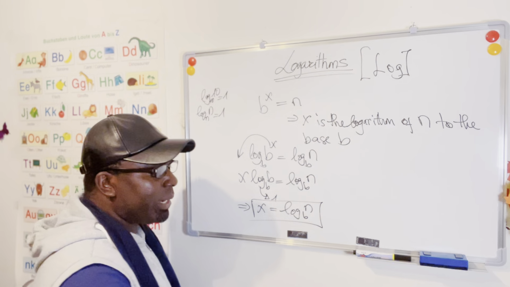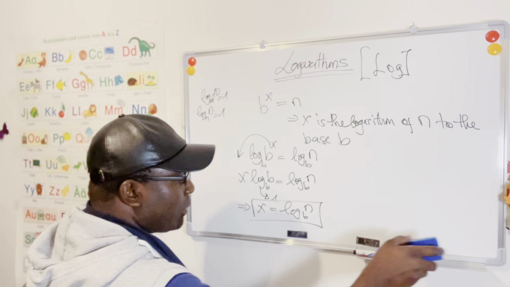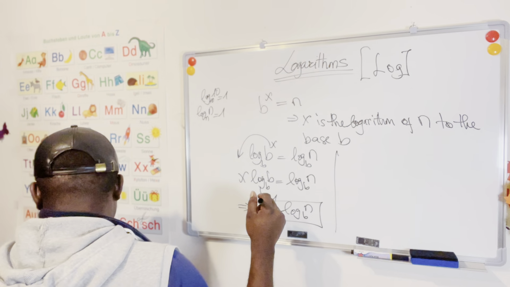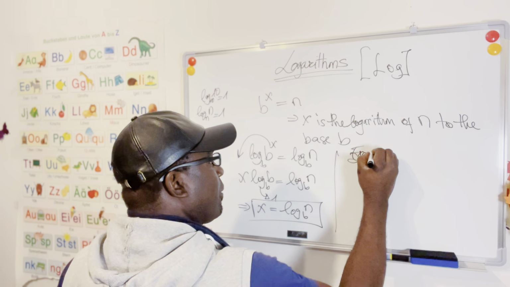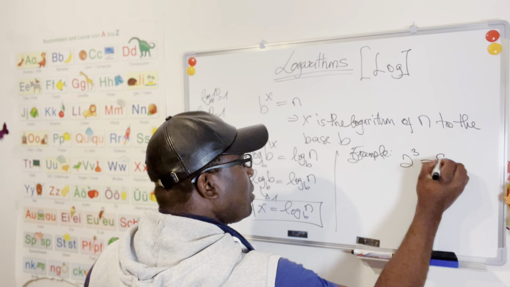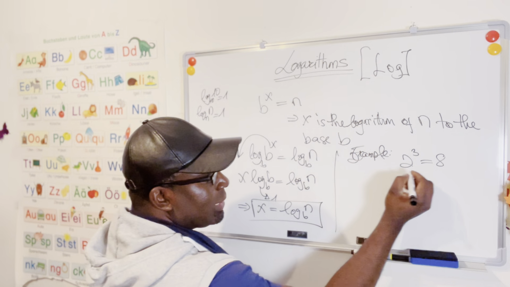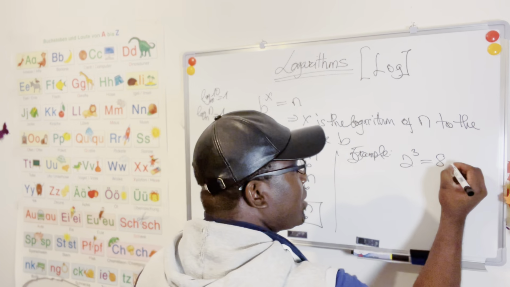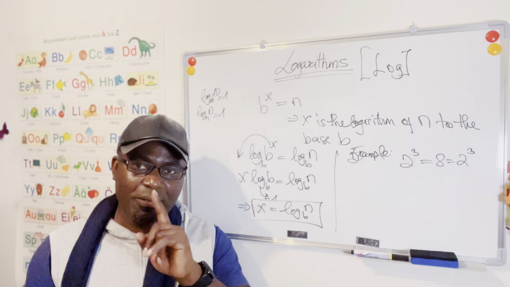For instance, let's take a few examples and see if we could make it. I will leave this section on the board. Let's just try to do these examples here. So let's take 2 to the power 3 is equal to 8. Do not forget that 2 to the power 3 is equal to 8, whereby 8 can still be written as 2 to the power 3, taking that particular law of indices.